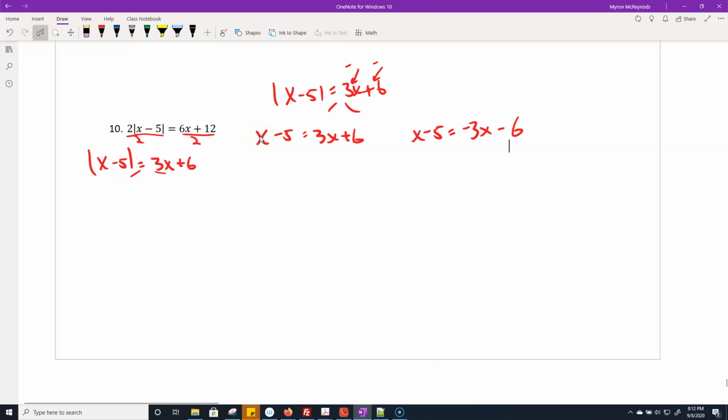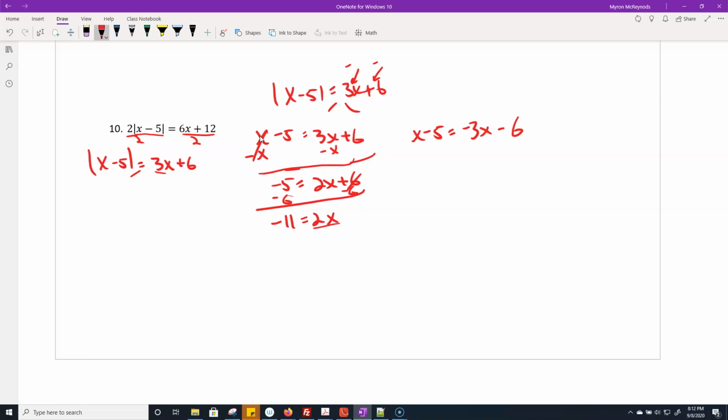All right, I'm going to solve this side for x. I'm going to do minus x to both sides. And I'm going to get rid of the x's there and get negative 5 equals 2x plus 6. And then I'm going to subtract the 6 over to the other side to cancel that. And so I get negative 11 equals 2x. And then I'll divide by 2 to get the x by itself, and I get that x is equal to negative 11 over 2. So there's one of my answers.